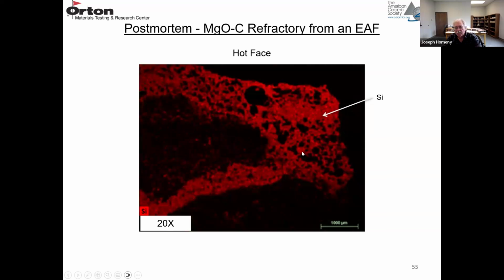There's a lot of silica in the slag, so the red is Si. So you can see the silicon in the slag. It's starting to penetrate the refractory in this region here, the coarse MgO particle, and it's infiltrated behind this particle and is attacking the matrix.